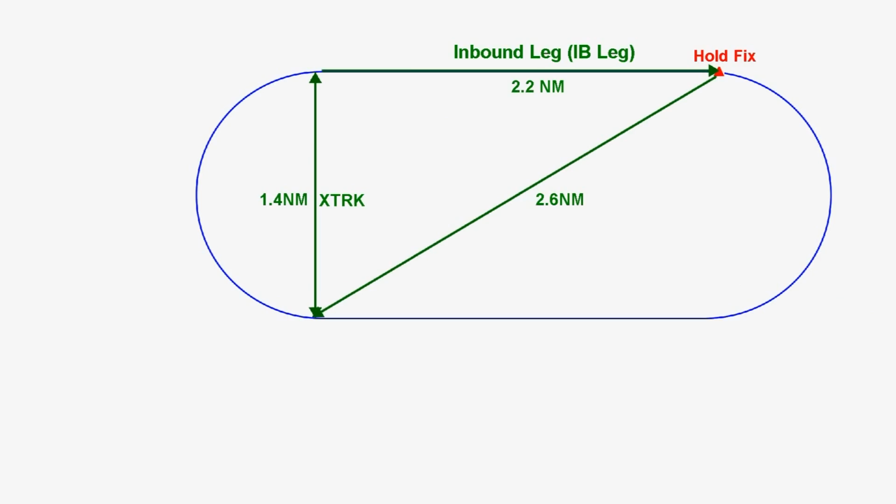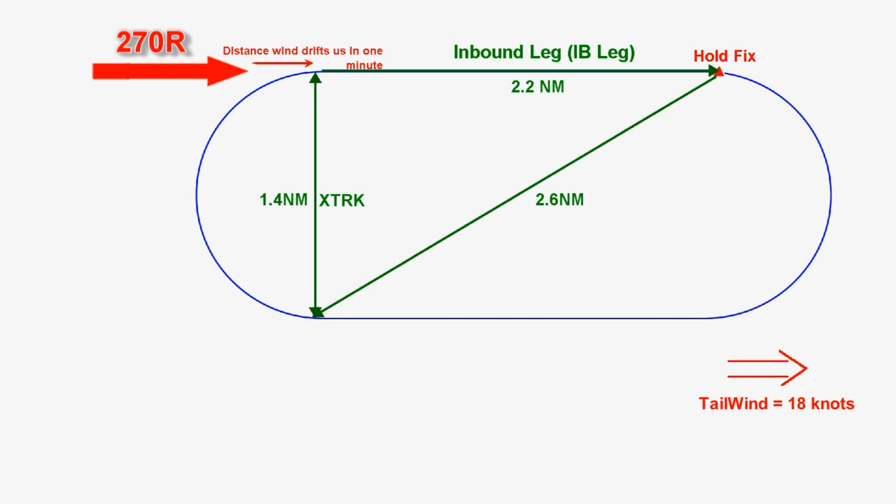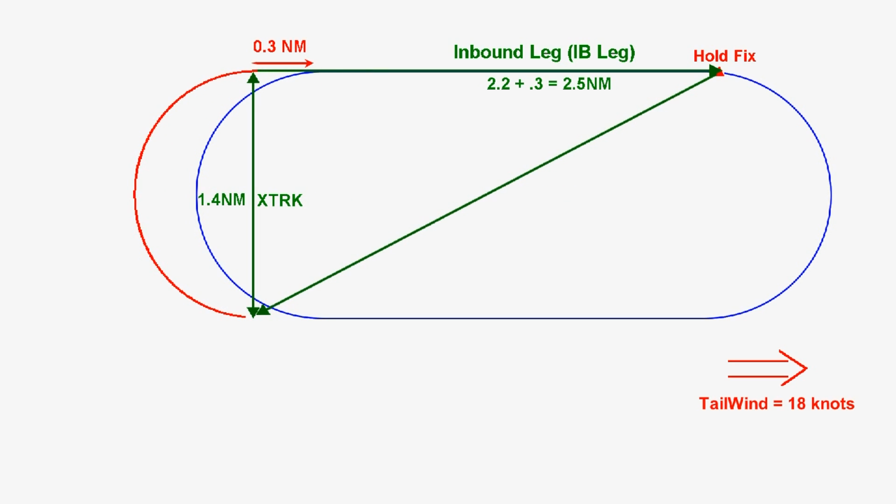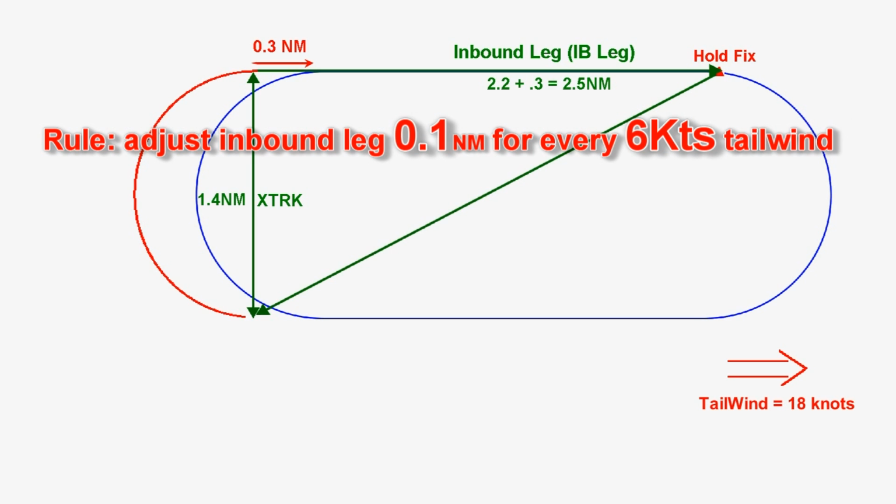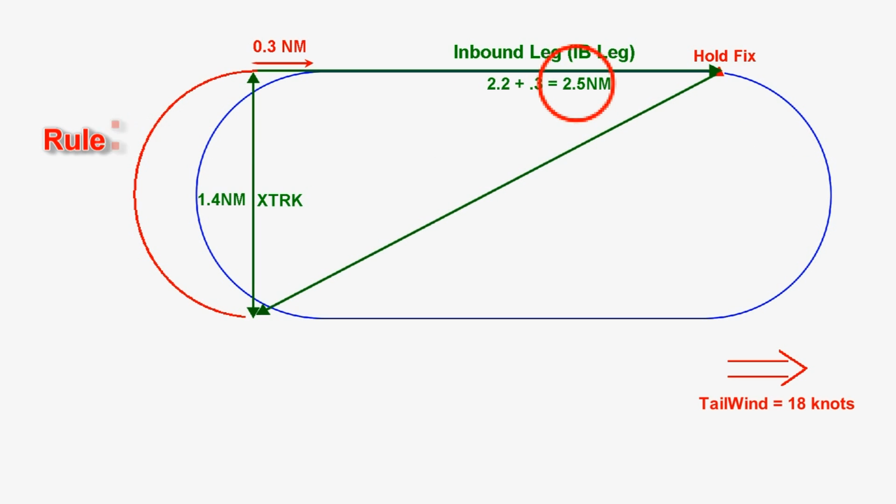This time we are cleared to hold on the 270 degree radial, and the wind is still 270 at 18 knots, so we have an 18 knot tailwind on the inbound leg. Just as with the headwind, the inbound leg must be adjusted 0.1 miles for each 6 knots of tailwind. So in this case we must increase the length of the inbound leg by 0.3. That will make it 2.5 nautical miles.